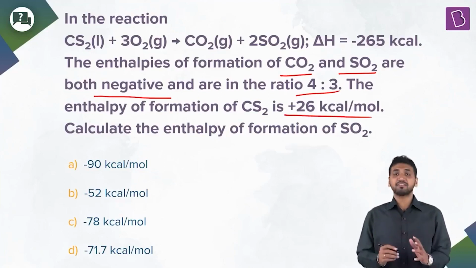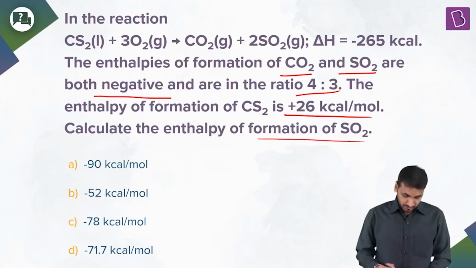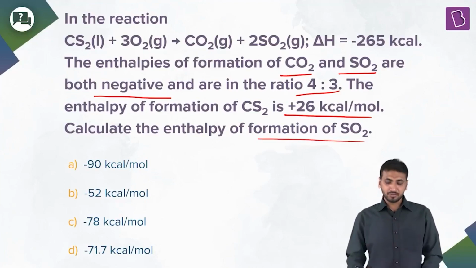The enthalpy of formation of CS2 is plus 26 kilocalorie per mole. Fine. This is the data given, and we have to calculate the enthalpy of formation of SO2, and the unit is kilocalorie per mole. Perfect. And you have 4 options, all the negative values. Fine. So let's see how we're going to do this.